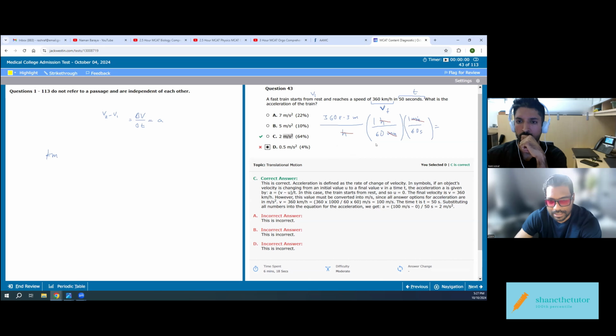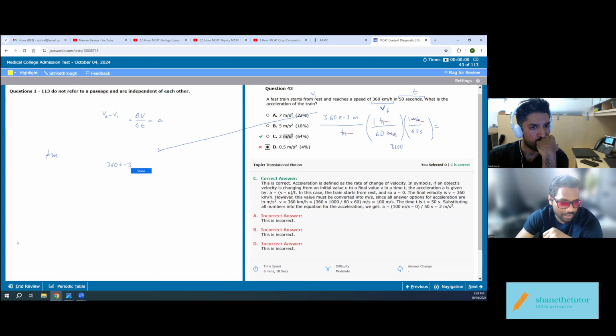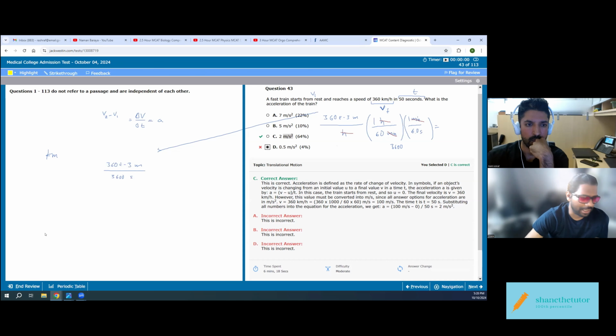So basically, we could do the 60 times the 60, which is 3600. And I'm going to move this around, move this here. So we have 360 times 10 to the negative 3 meters over 3600 seconds, right? Now, these values are pretty much the same. They're off by an order of magnitude.